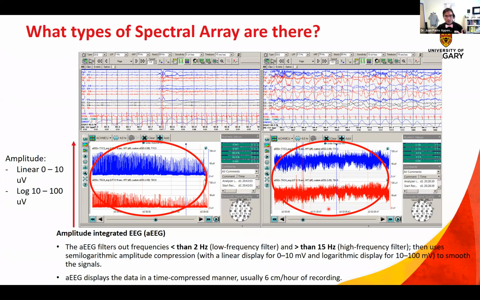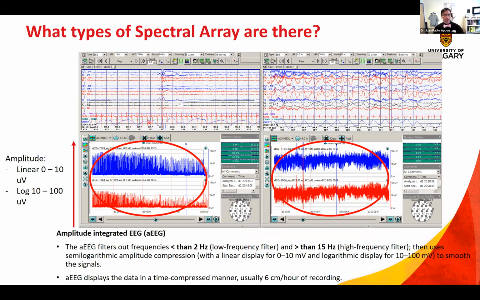So the amplitude integrated EEG is a compressed display, filtering out frequencies lower than 2 hertz and higher than 15 hertz because the brain in newborns does not have faster frequencies. It is too immature, although there is research talking about high frequency oscillations in newborns. So we are rethinking about these higher and slower frequencies. Nonetheless, we know that slower than 2 hertz is very unlikely to have seizures. However, as you can see here, there are very slow seizures of 1 hertz that also can be missed. So we need to be aware of what settings we set up in our trends as well. And that's why some aEEG may be blind to some seizures.